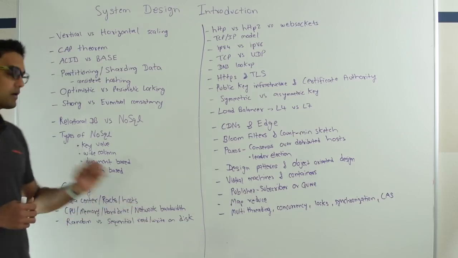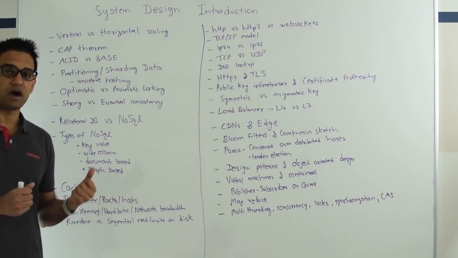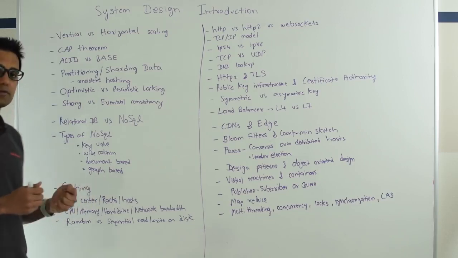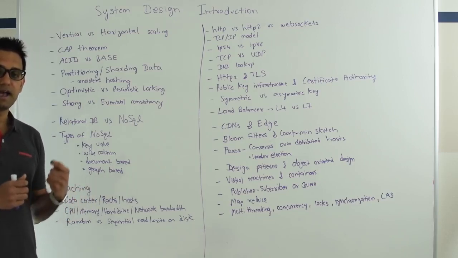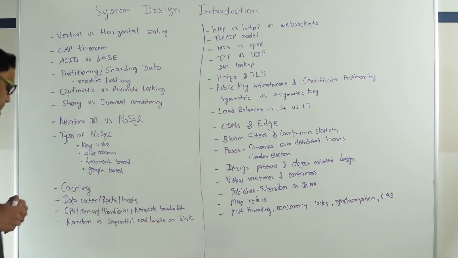Then we have CPU, memory, hard drive, and network bandwidth. All of these are limited resources. So when you're designing your system, you need to consider how to work around these limitations, and how to improve the throughput and latencies, and scale your system around these limited resources.